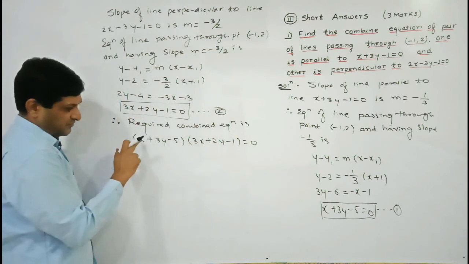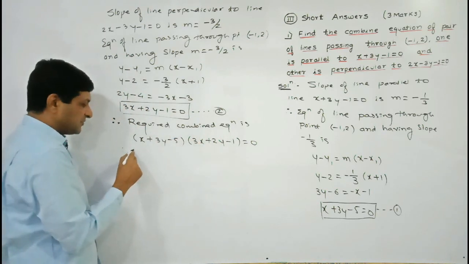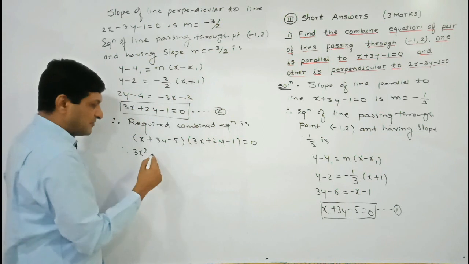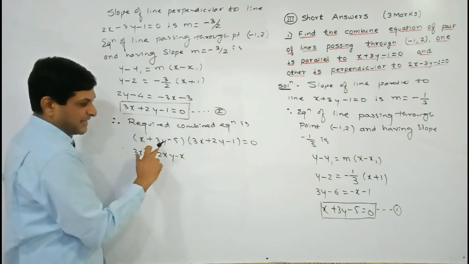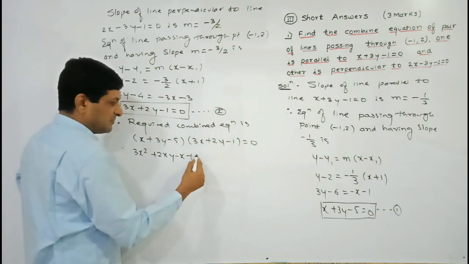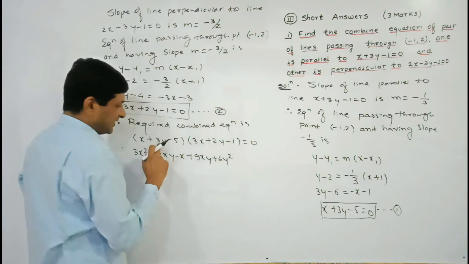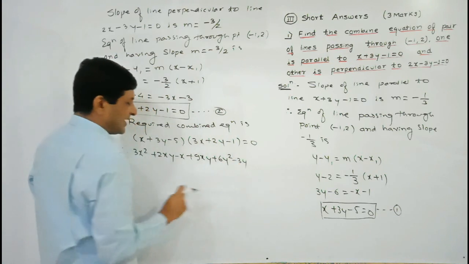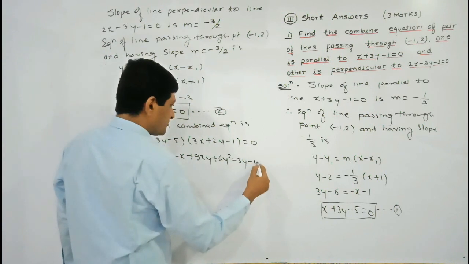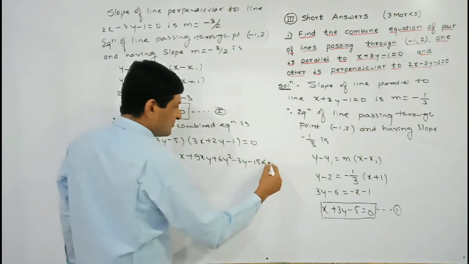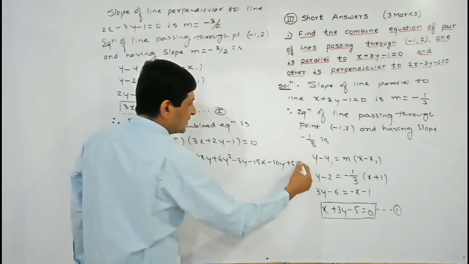Now take the multiplication. First I am multiplying by x to all the three terms in this bracket. So x into 3x will be 3x square, x into 2y will be 2xy, x into minus 1 will be minus x. Now multiply by 3y. 3y into 3x will be 9xy, 3y into 2y will be 6y square, 3y into minus 1 is minus 3y. Now multiply by minus 5 to all the three terms. Minus 5 into 3 is minus 15x, minus 5 into 2y will be minus 10y, and lastly minus 5 into minus 1 will be plus 5 is equal to 0.